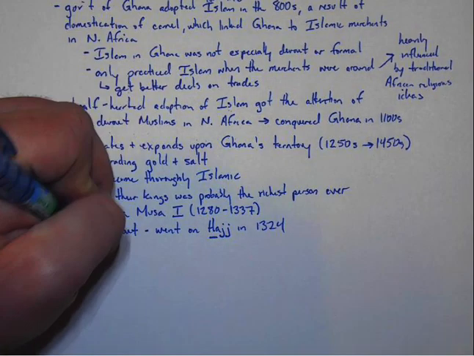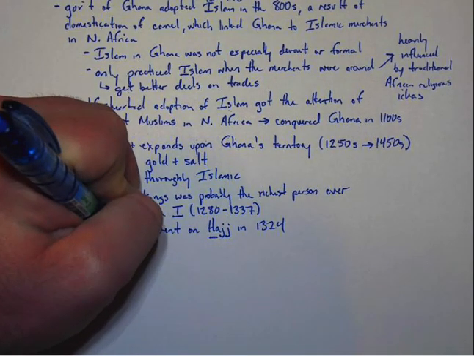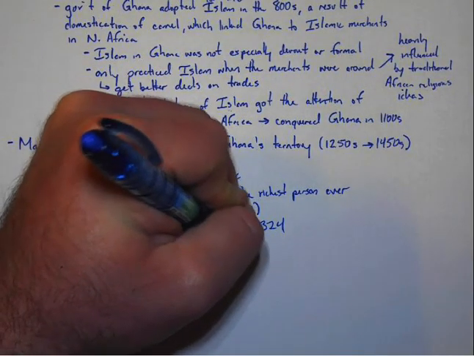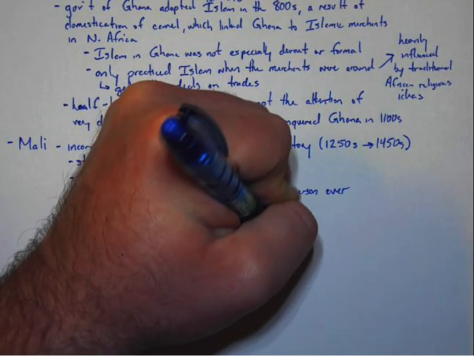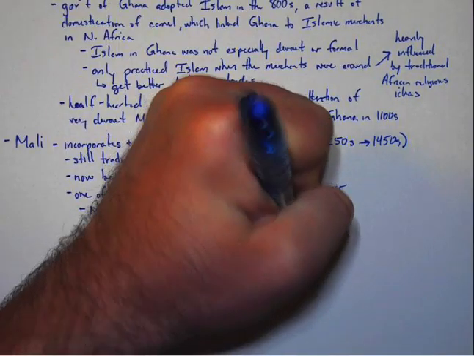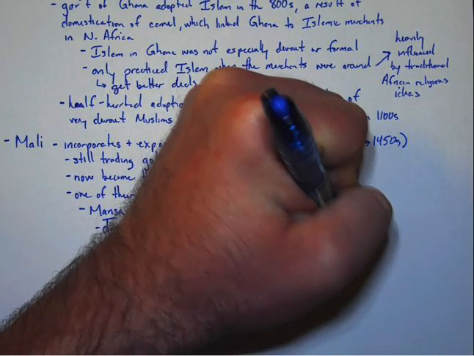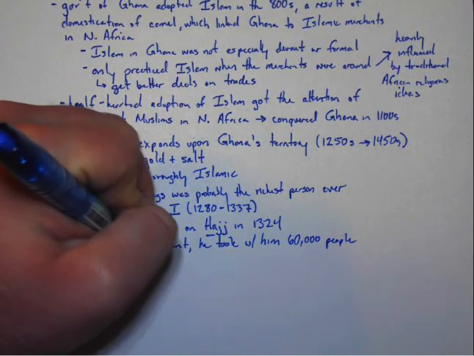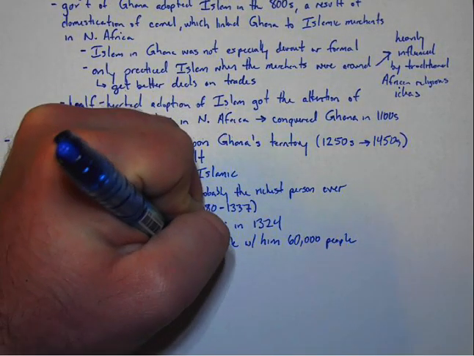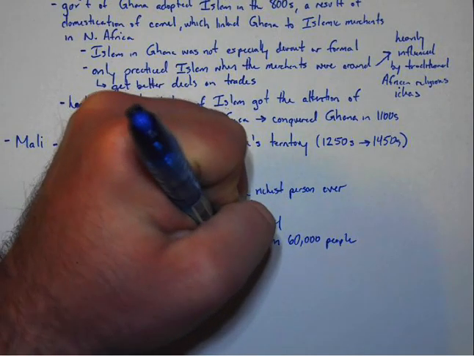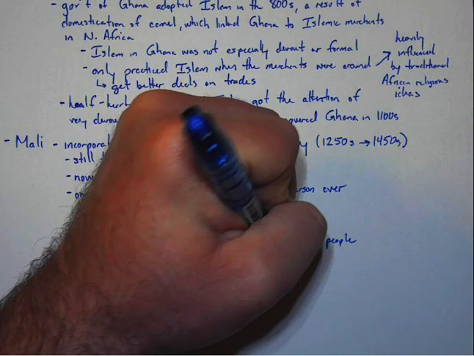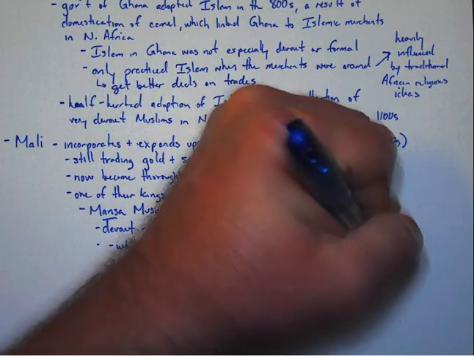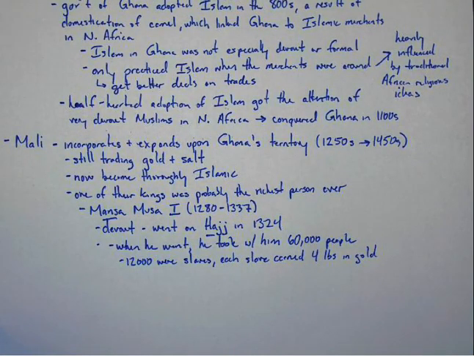That's not something you do because you're pretending to be Islamic. That was a long journey from West Africa all the way to Mecca. When he went on the Hajj, he took with him 60,000 people, 12,000 of which were slaves, and each slave carried 4 pounds in gold, among other things.